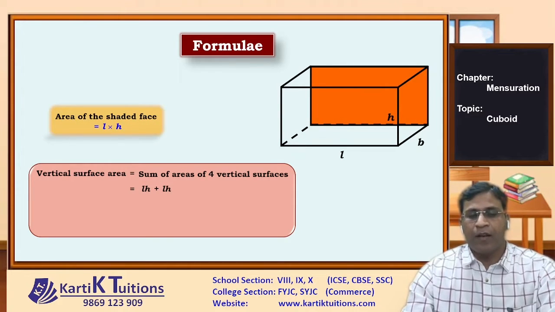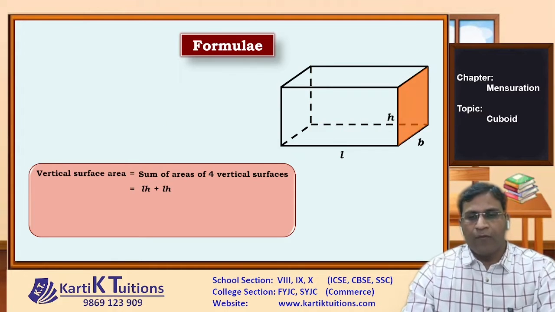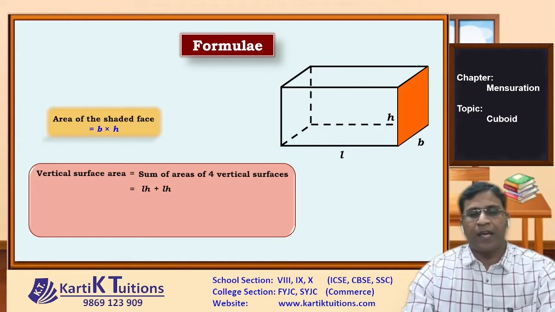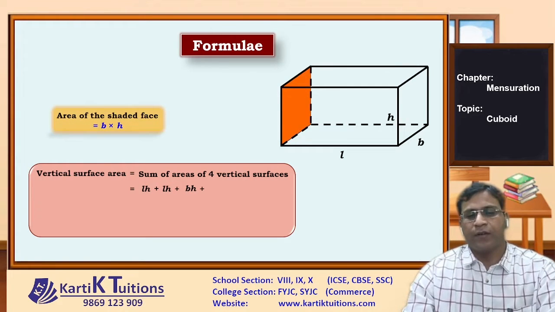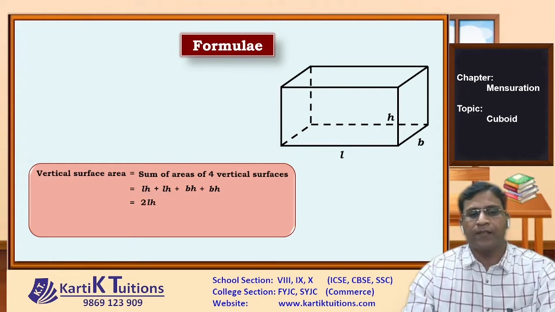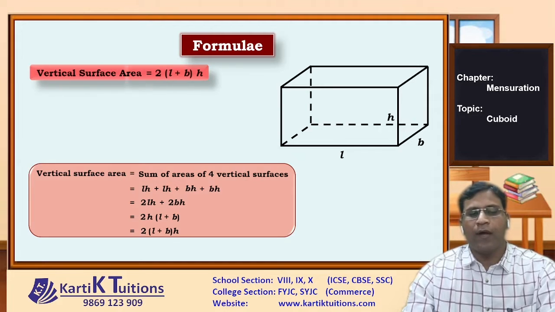Now in the same way, let's talk about the next vertical face. This is also a vertical face, and area is B into H. So area will become BH. Now we have one more such face, so that area is also BH. Now when we add all this, we get 2LH plus 2BH. Is there anything common in both? See, you can take 2 common and H common. Now when you take 2H common, in the bracket you get L plus B. So in other words, the vertical surface area of a cuboid is 2 into (L plus B) into H.